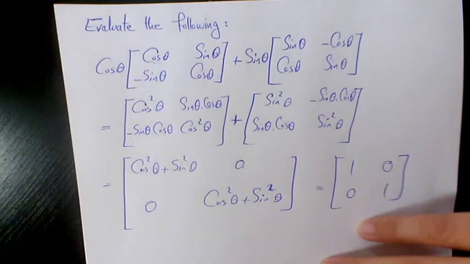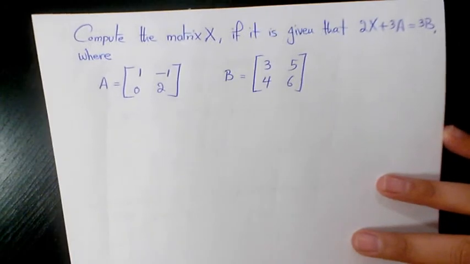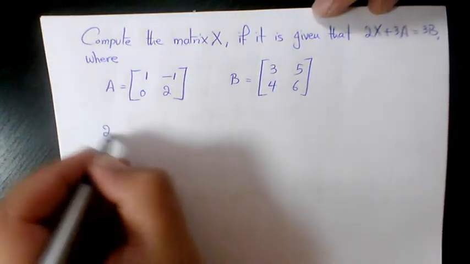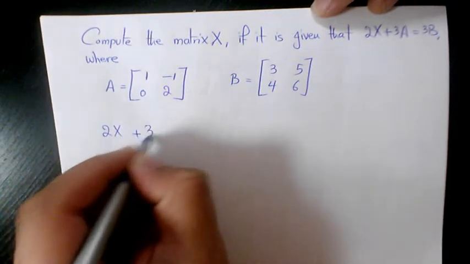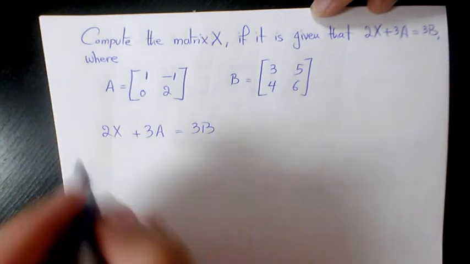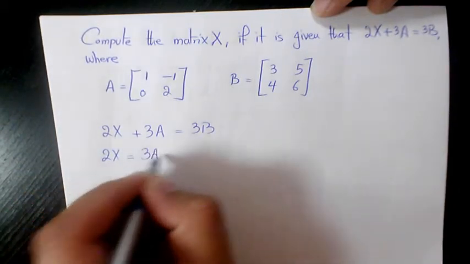Next example. It says compute the matrix X if it is given that 2x plus 3a equals 3b. So 2x plus 3a equals 3b. A is given, B is given. So 2x is going to be 3b minus 3a.